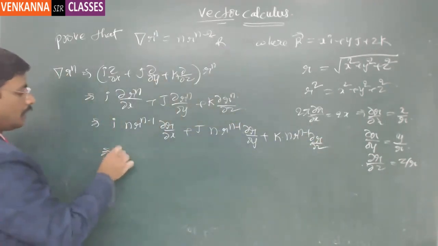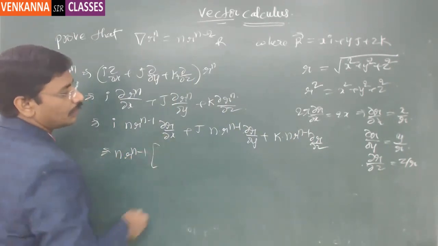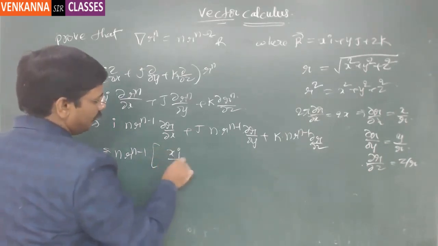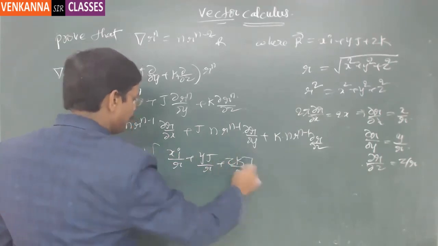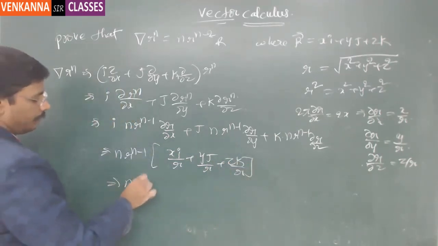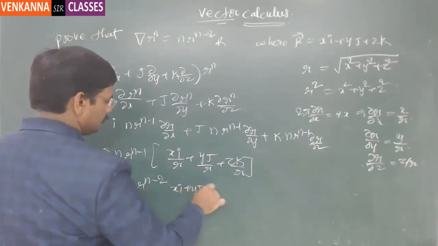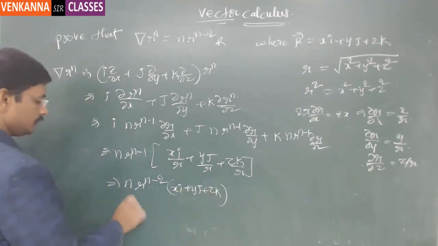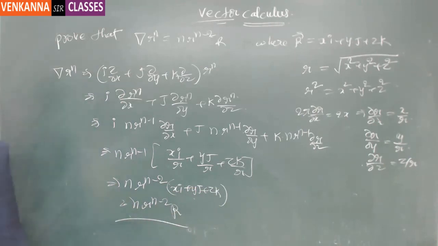Now, if you take n r power n minus 1 out, then this is i times of dou r by dou x, you can replace with xi by r plus yj by r plus zk by r. So this is n into r power n minus 2 times xi plus yj plus zk. So this you can replace with n r power n minus 2 times of capital R. Got it? Done?